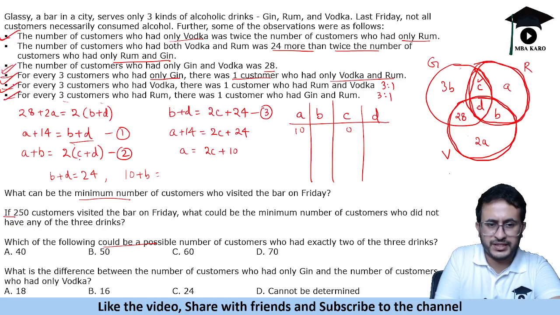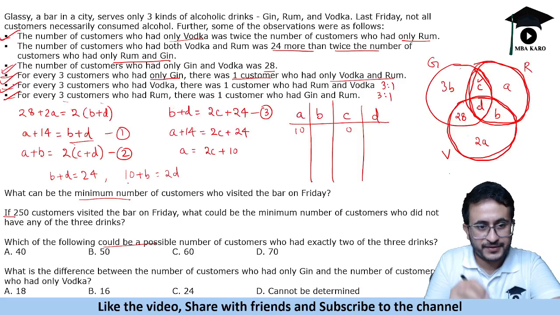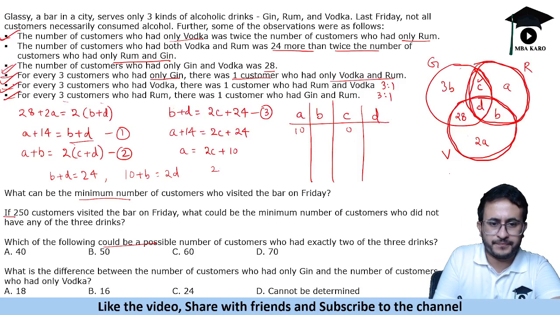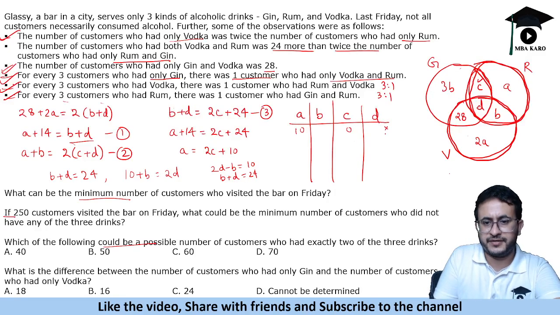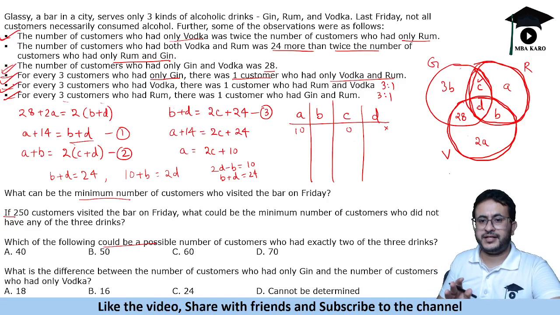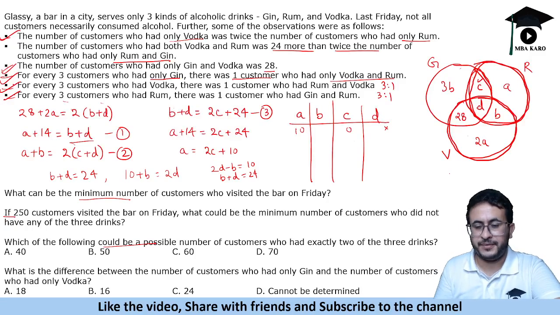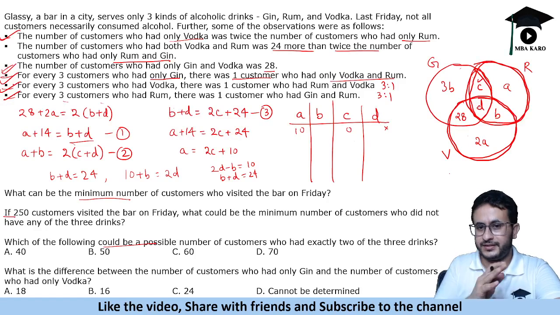Okay, so C is 0, that is 2D, right? So we get 2D minus B is equal to 10, and another equation says B plus D is equal to 24. Now if you add this, we get 3D is equal to 34. We do not get an integer value. Remember that the number of people has to be an integer. Okay, so we see that we do not get an integer value for C equal to 0.